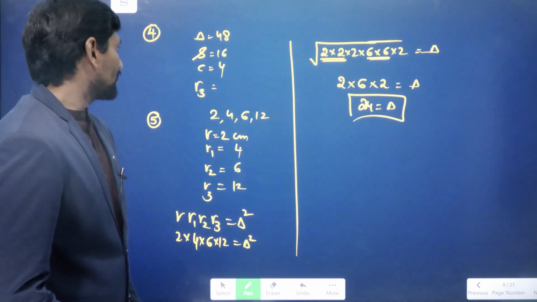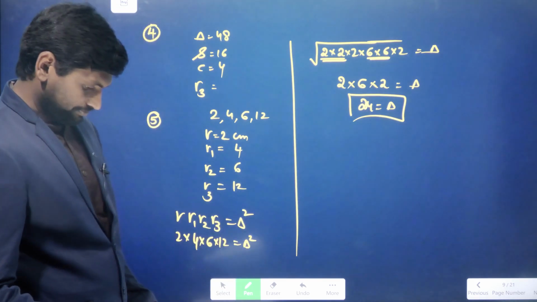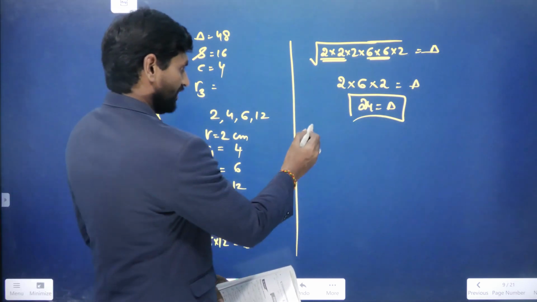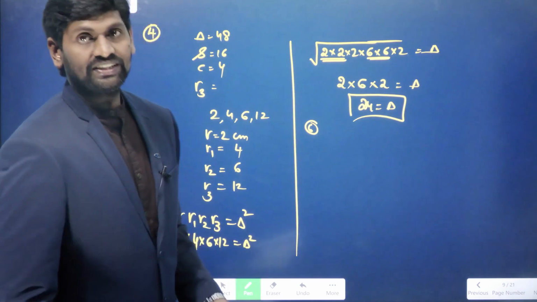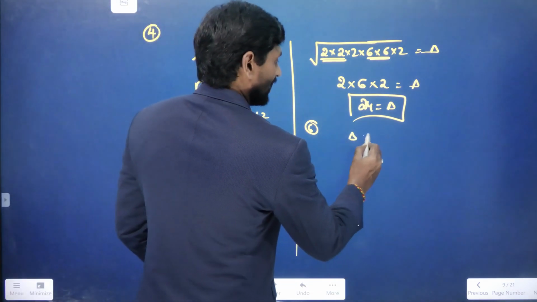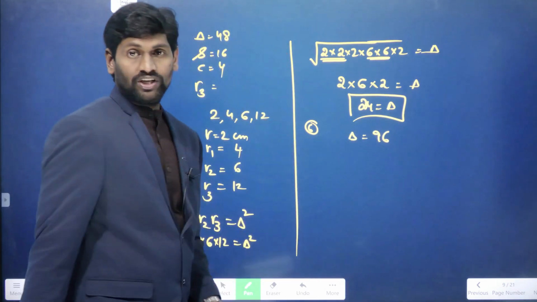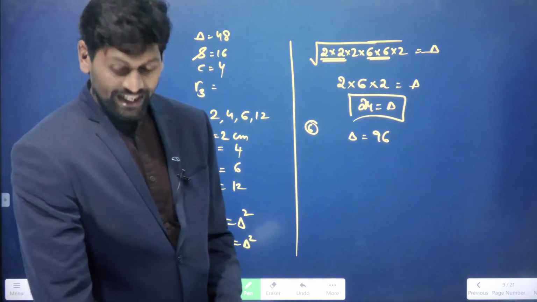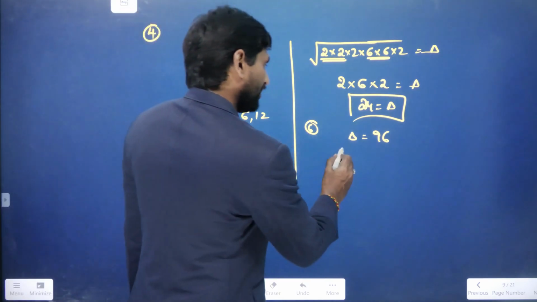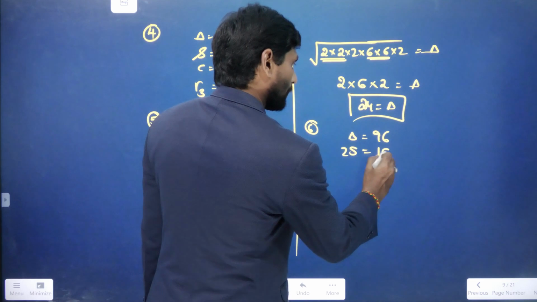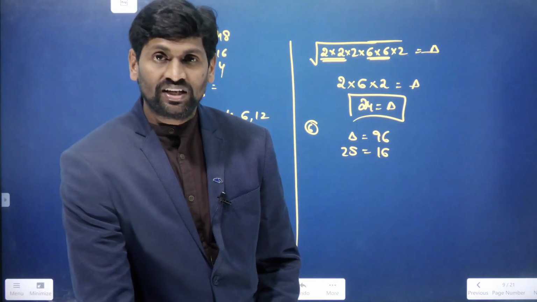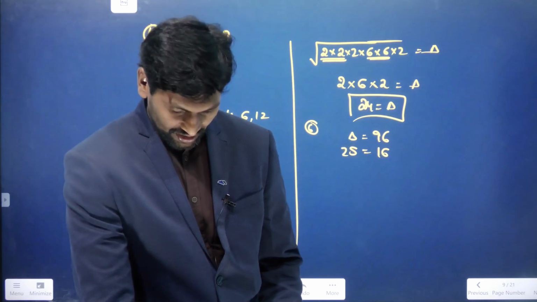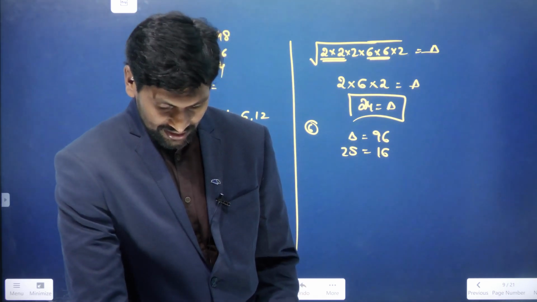Okay? Let us go to the next problem. Problem number 6: the area of triangle ABC is 96 square units. Delta value is 96 square units. Then its perimeter is 16. Perimeter means 2s value, a plus b plus c is equal to perimeter. It is nothing but 2s. So that value is given as 16 units.